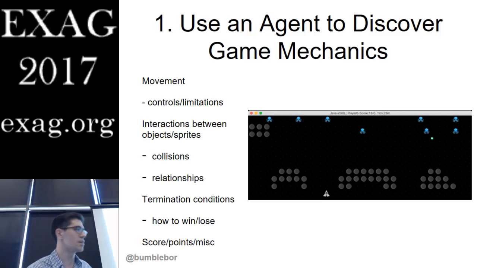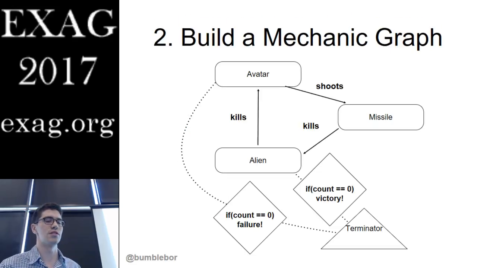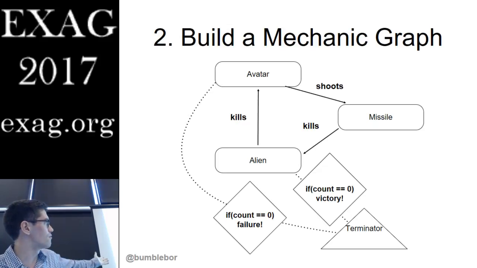And of course, other miscellaneous things like score or points would be other things that you'd be interested in teaching your player. The second thing you need to do is form some sort of mechanic graph. That would literally show, in this case visually, but describe how things are related to each other inside of the game. So here for Space Invaders, we have the avatar, which shoots missiles. Missiles kill aliens. Alien kills the avatar.